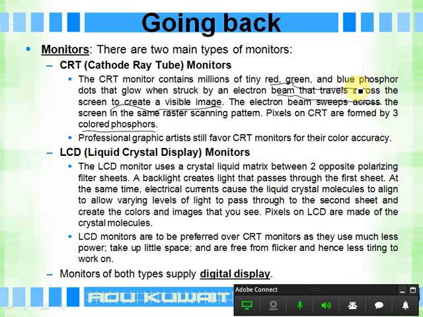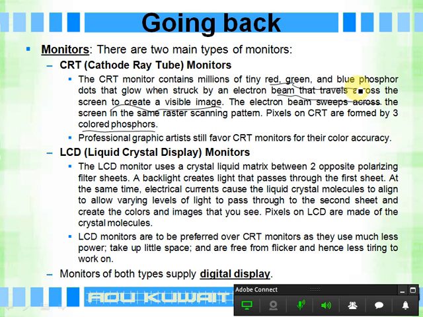Okay, like paper sheets or plastic sheets. A backlight creates a light that passes through the first sheet. At the same time, the electrical current causes the liquid crystal molecules to align to allow varying levels of light to pass through the second sheet and create the color and the images that you see.